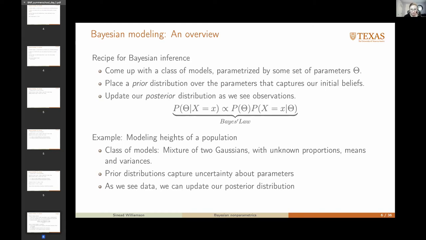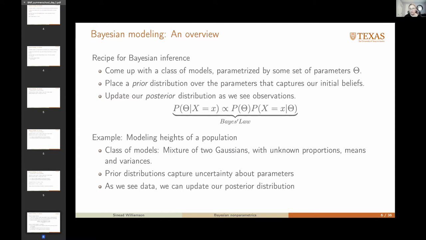So as a concrete example, let's imagine I am trying to model heights in some population of a country I've never been to. And so I might think, what's a good distribution for heights? Well, most things tend to be bell curved, so I'm going to use a Gaussian. And then I'm going to think a little more and think, well, men tend to be taller than women. So I'm going to use a mixture of two Gaussians. So I have a model, mixture of two Gaussians, where I don't know the proportion, and I don't know the means and variances of those Gaussians.